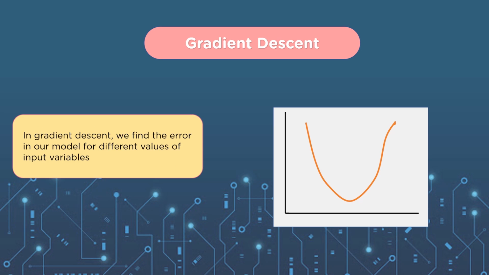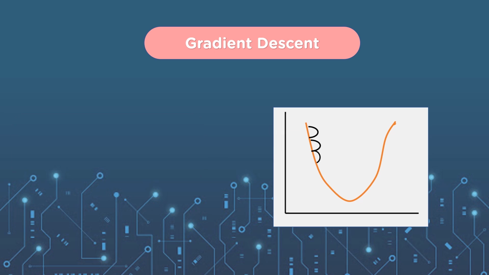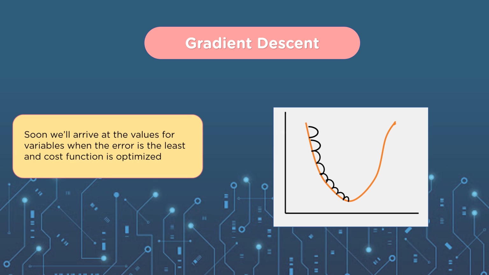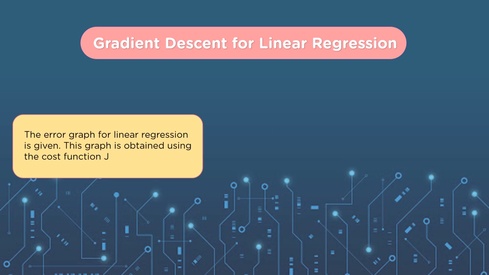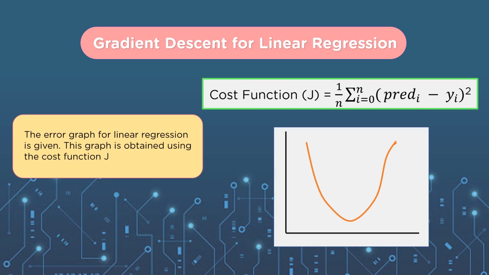In gradient descent, we find the error in our model for different values of the input variables. You can see here we have our error 1 listed there. This is repeated, and soon we see that the error values keep getting smaller and smaller, and it just keeps going down until you find the bottom of our little downward loop on our errors. And so we can take that, and the error graph for linear regression is given. This graph is obtained using the cost function J. And you can see the cost function J. This should look familiar now. We have our predicted minus our actual squared, and we're summing it up over the total number that we're computing that under.